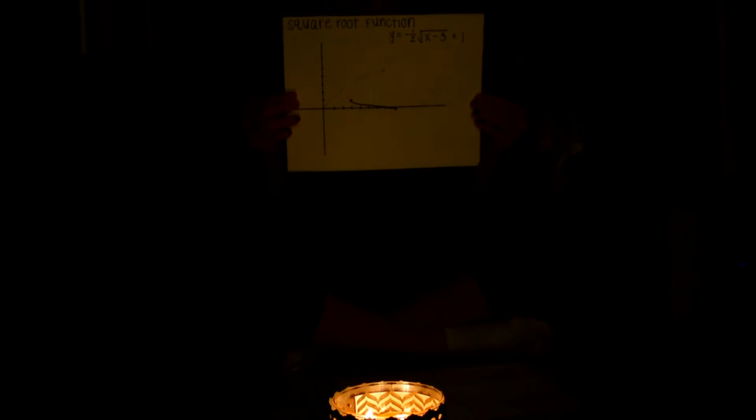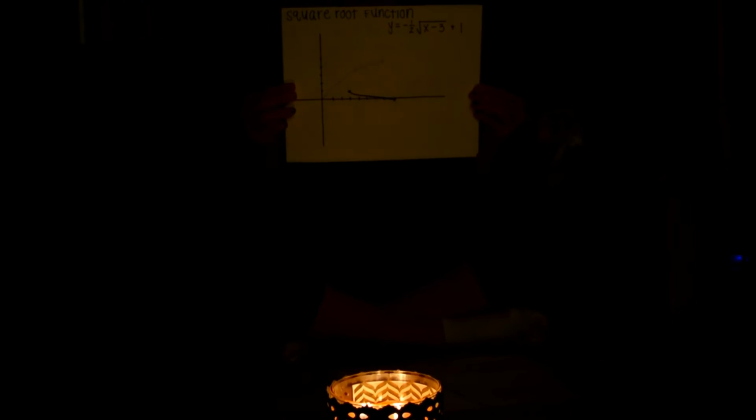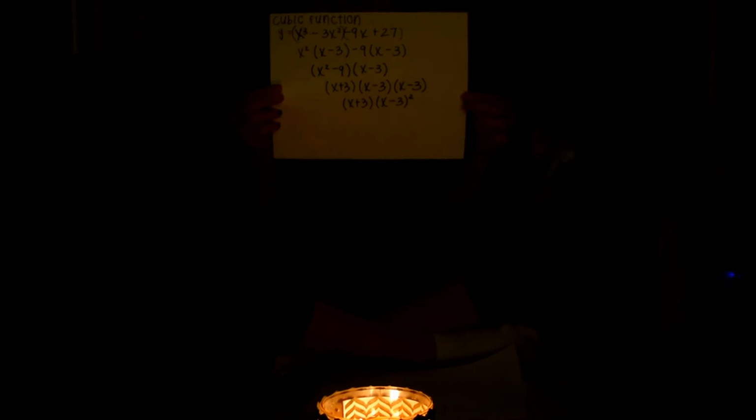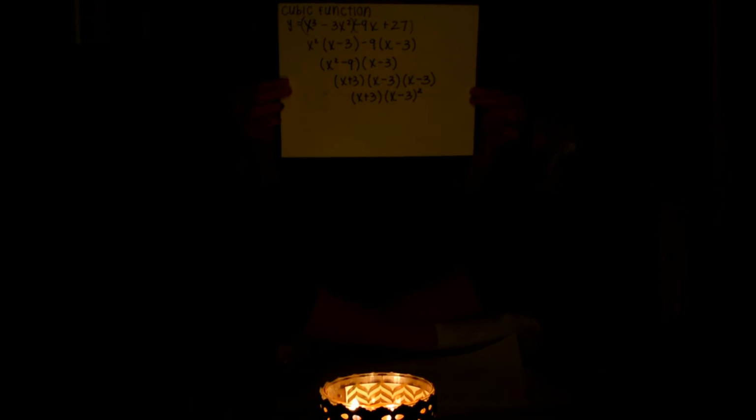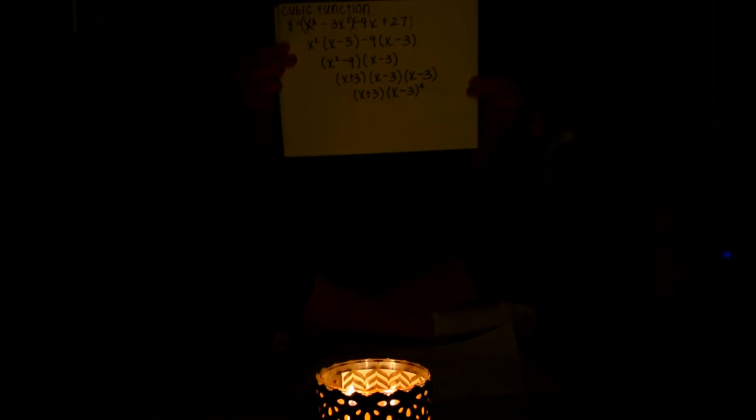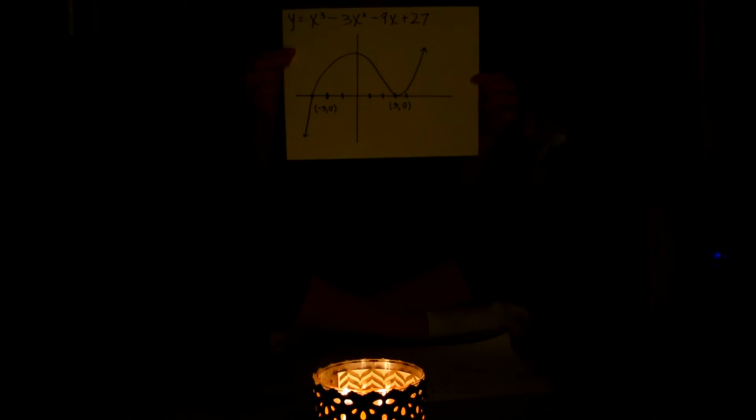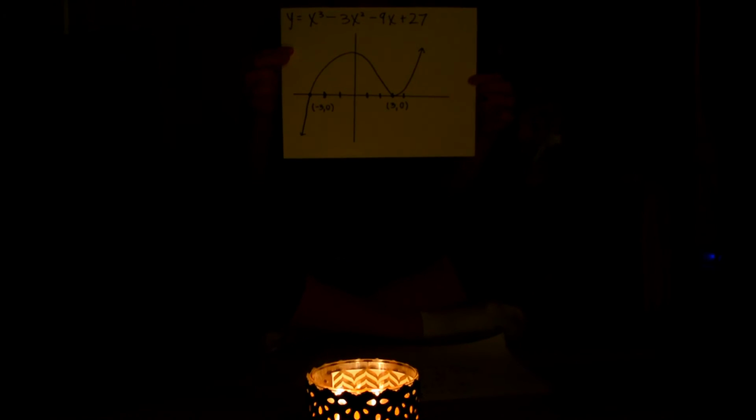The next is the square root function, and the equation I have here is y equals -1/2 radical x minus 3 plus 1. The vertex would be 3 and 1 because of the translations, and it would be going down because it's a negative graph. The last function I have is the cubic function. The equation I have here is y equals x cubed minus 3x squared minus 9x plus 27. You would factor by grouping to find the zeros of the function, and you would have the quantity x plus 3 times the quantity x minus 3 squared. You would graph this by plotting the x values. If there's an odd multiplicity, then you'd go through the point, but if it's even, then you just touch it and keep going.